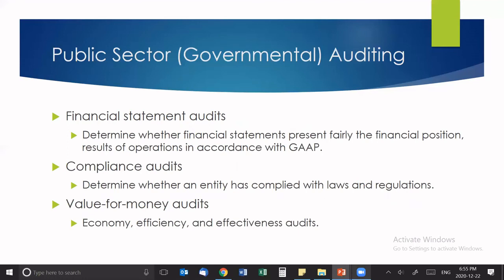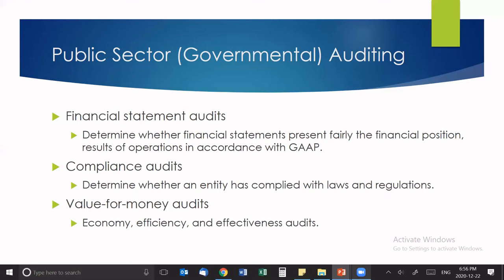There's also public sector or government auditing. So kind of like what I said. There's actually a few different ways that the government gets audited. They can get financial statement audits done. So whether their financial statements are presented fairly. So are their numbers correct or reasonable?